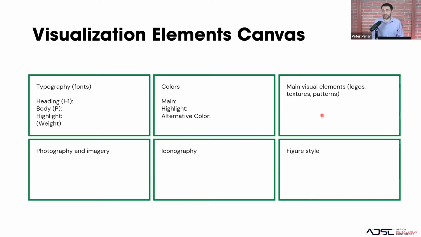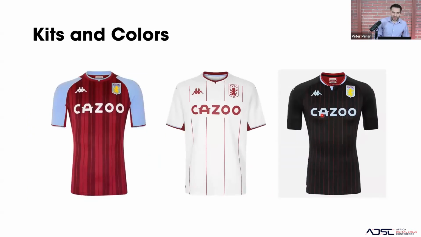And that means a selection of fonts, a set of colors, a set of main visual elements, imagery, iconography, and then figure style. So how our figures are designed should be very similar and straightforward, and have that communication. We're going to talk about that as we go. And so let's think about colors and fonts first.